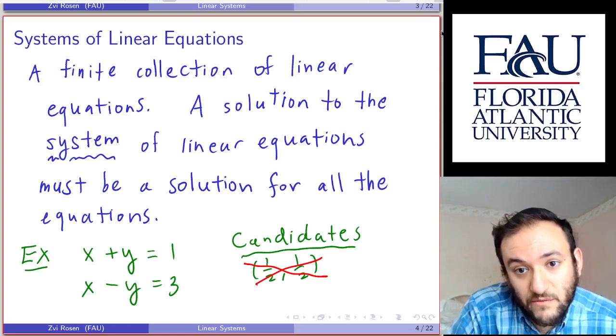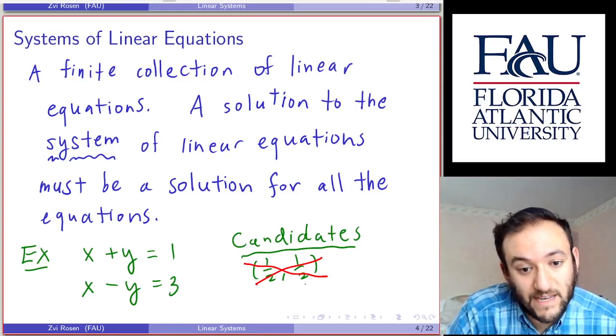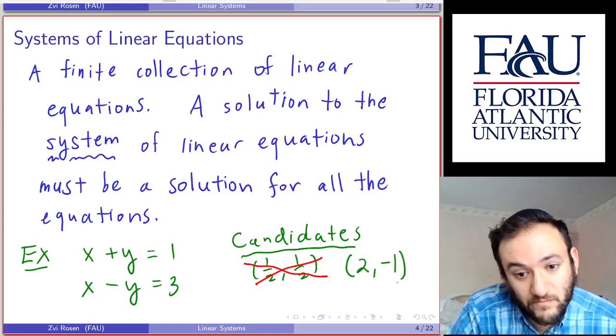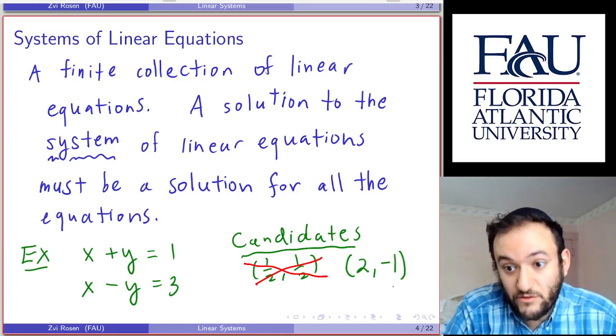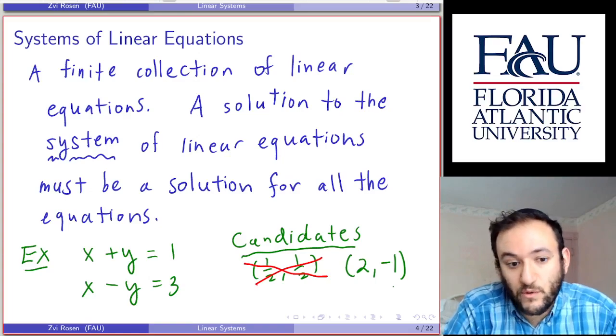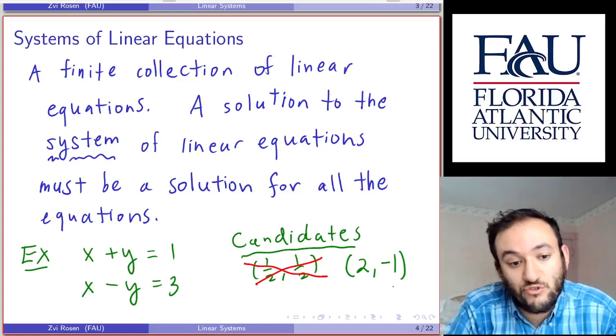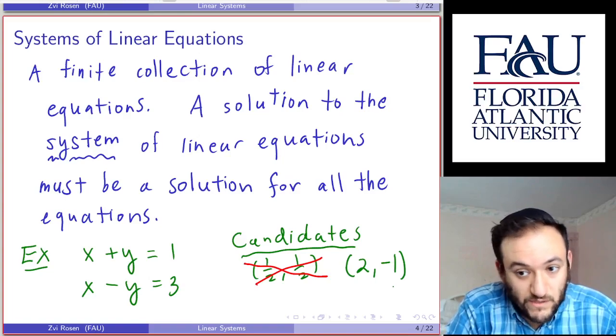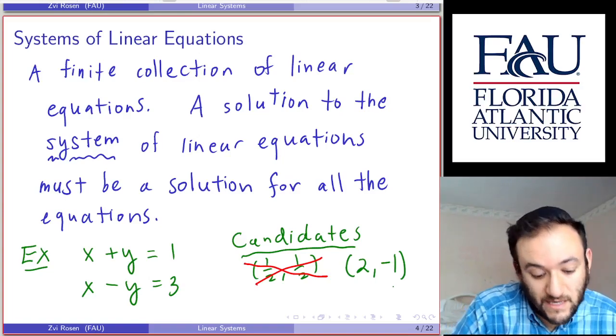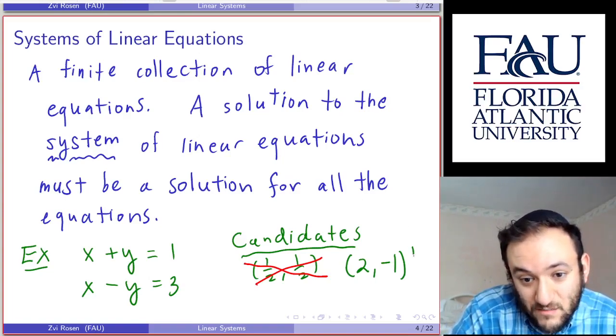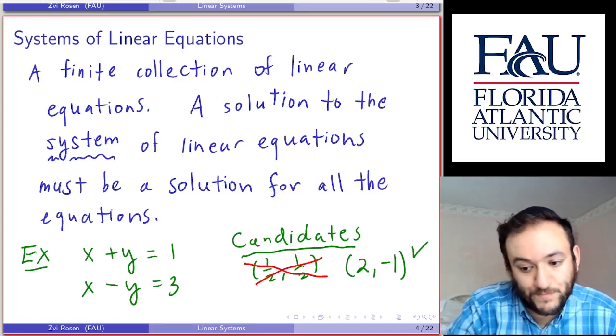On the other hand, if we take the solution 2, minus 1, the other solution we had considered, that's a solution for the first equation, and when we plug it into the second equation, 2 minus minus 1 is 2 plus 1, or 3. So this is a solution to the system of equations. Okay.